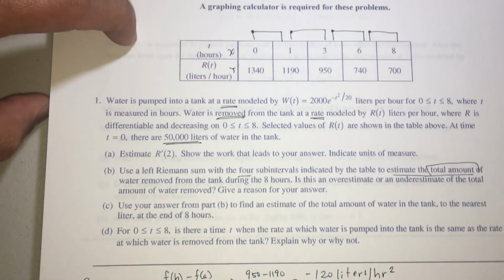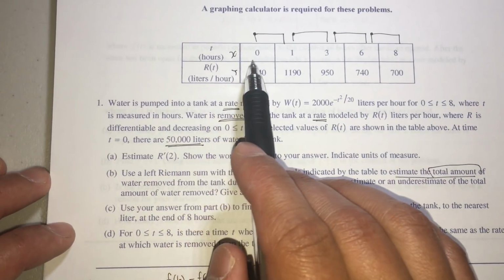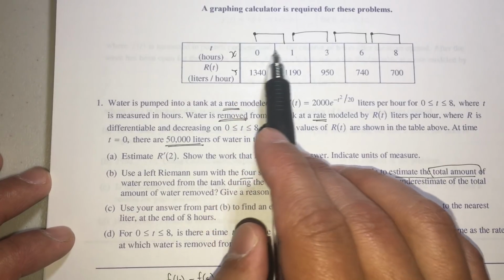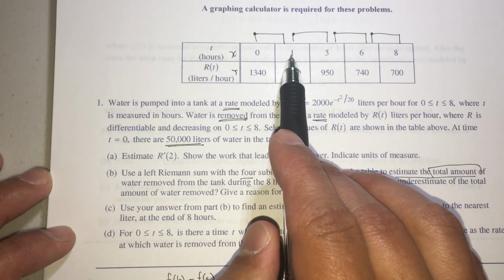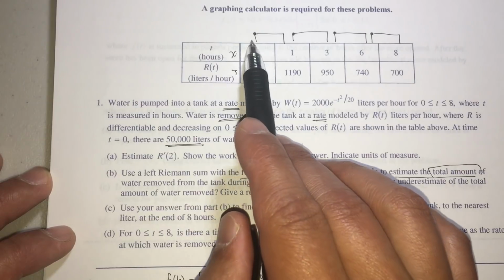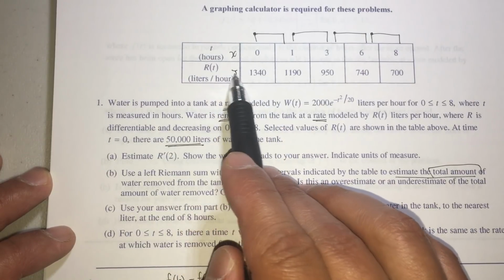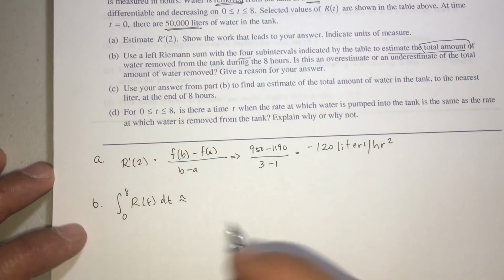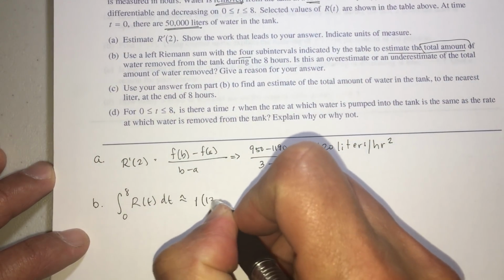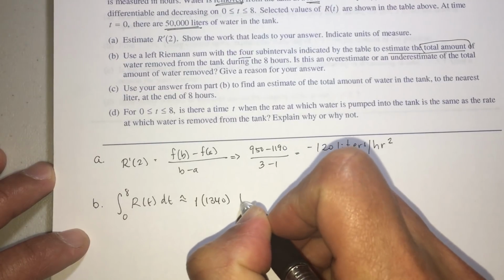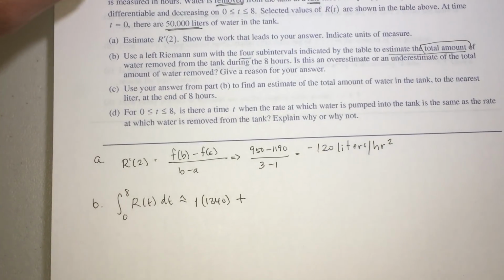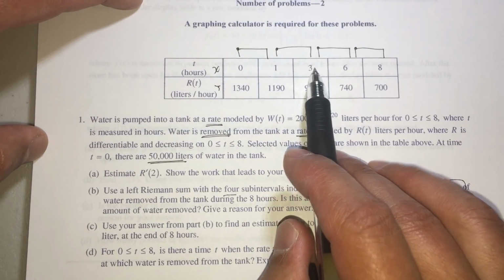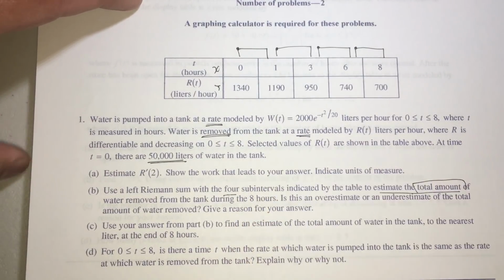So remember, this is a rectangle. How do you use it? What's the area of a rectangle? Base times height. What's your base? From 0 to 1, that distance is 1. What's the perpendicular height? We're using the corner. This is my y value, so 1 times 1340, and that's my first rectangle. Plus, now I do the next rectangle. The distance from 1 to 3 is 2. 2 times what? This guy, 1190.